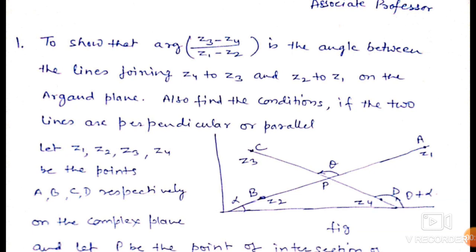Z4 over Z1 minus Z2 is the angle between the line joining Z4 to Z3 and Z2 to Z1 on the argand plane. Also find the conditions if the two lines are perpendicular or parallel.